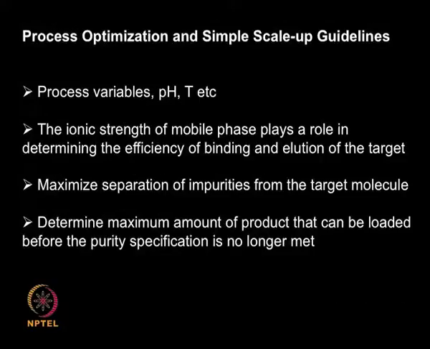Then what do you do? You look at how you manufacture this protein in large quantity. So you look at the process variables, we look at the pH, temperature, ionic strength, so many factors. All these need to be considered, and then we go into the scale up, that means large scale production of the protein. So how do you go about doing the large scale production?